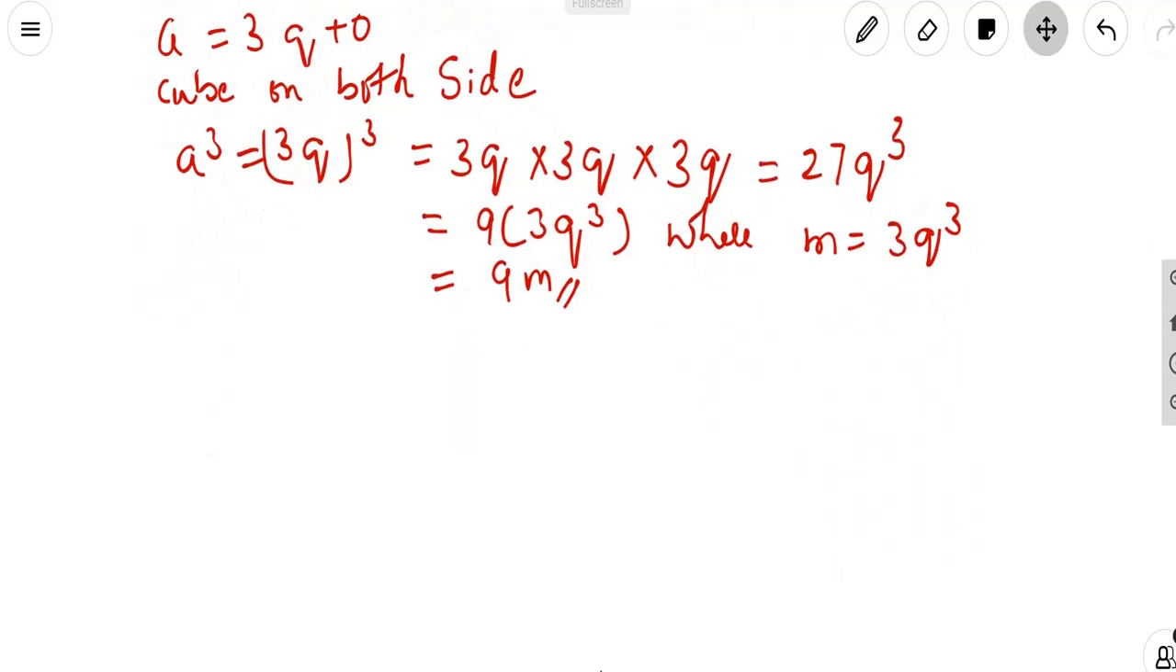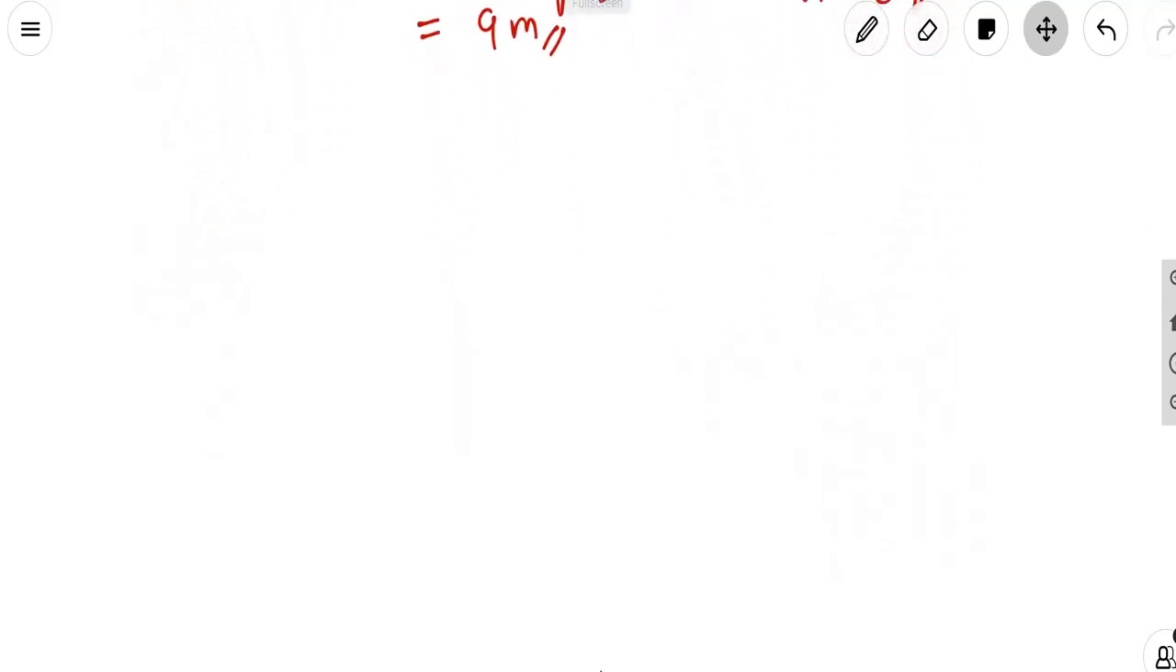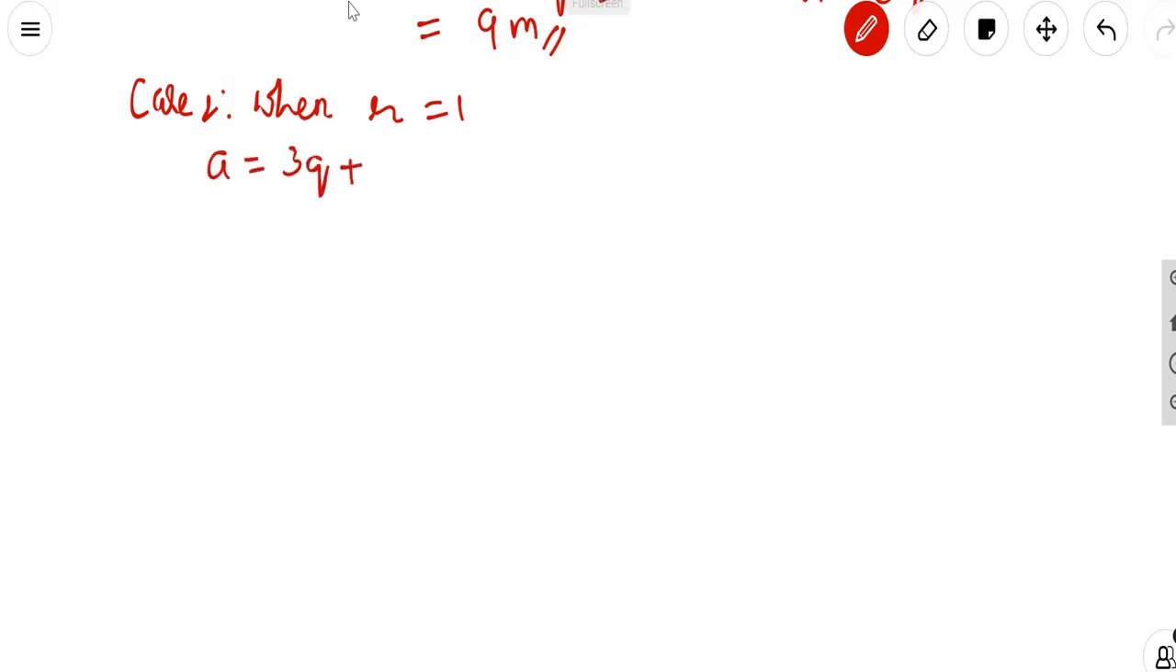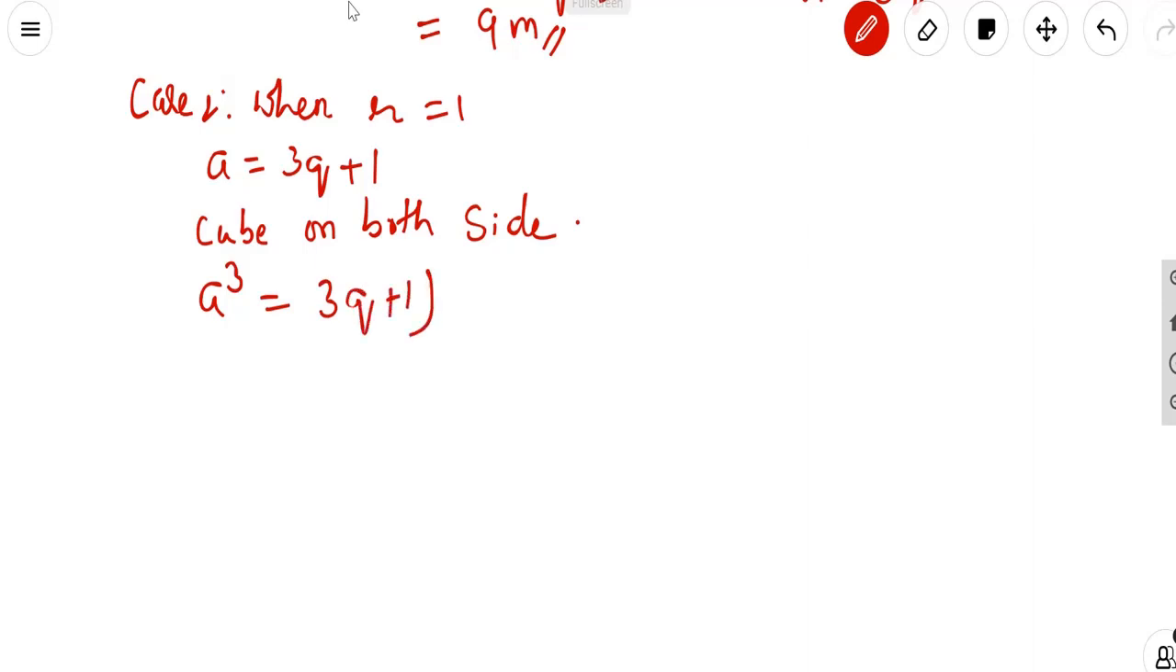Okay, so the next condition, the second case, case 2, when r is equal to 1. What will be the equation? The equation will be a is equal to 3q plus 1. So what we have to do? We have to cube on both the sides. So this will be a to the power of cube is equal to (3q plus 1) cube.